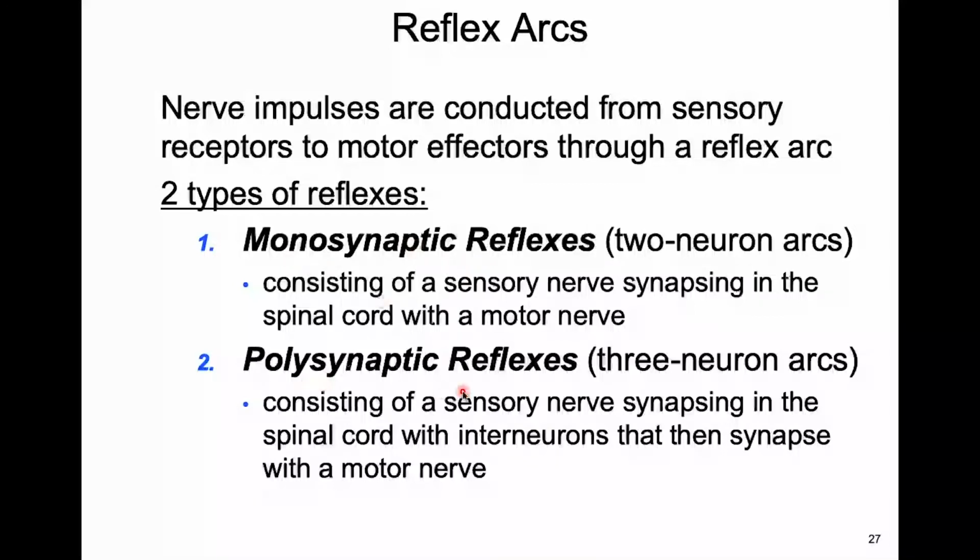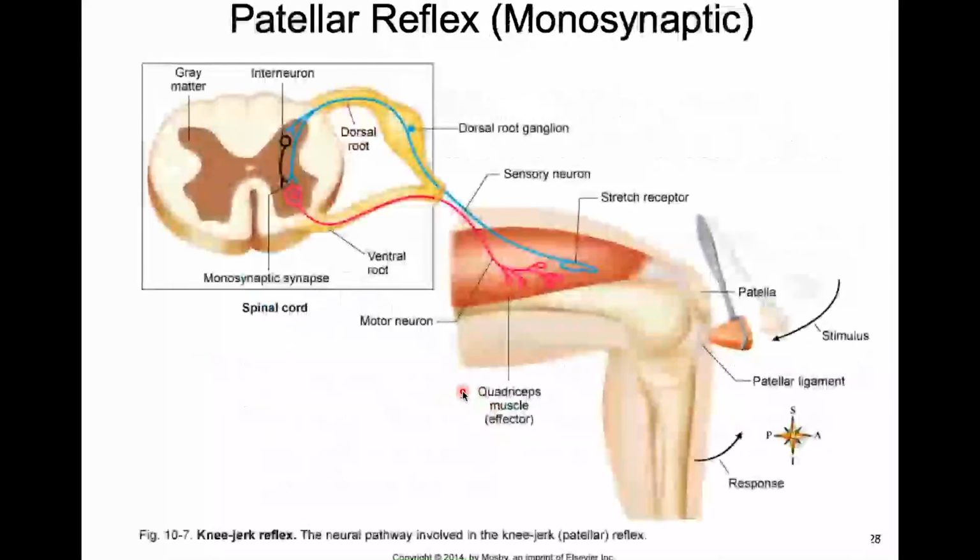Now with polysynaptic, the example we're going to talk about is the withdrawal reflex. Say you put your hand on a hot stove. Before long, you are going to just be whipping that hand off of there, right? You're going to have that sense of pain that you're perceiving, that ability for yourself to be able to quickly withdraw your hand. That's a polysynaptic reflex. So let's first take a look at the monosynaptic reflex here.